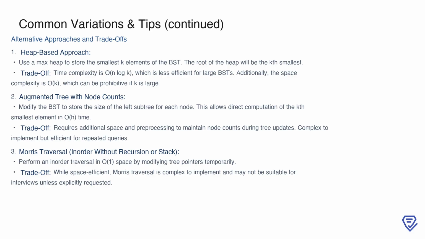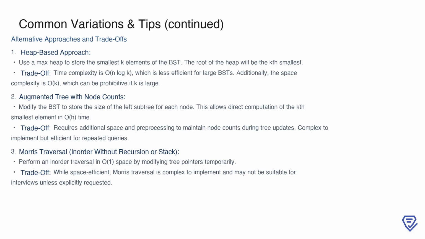Another option is to augment the BST by storing the size of the left subtree at each node. This allows you to compute the kth smallest element in O(h) time, but it comes with its own trade-offs. Specifically, maintaining these node counts during tree updates requires extra space and preprocessing, and the implementation can become quite complex. Lastly, there's the Morris traversal, which performs an inorder traversal without using recursion or a stack. This method is space-efficient, requiring only O(1) additional space, but it temporarily modifies the tree's structure, making it challenging to implement. While interesting, Morris traversal is typically not the go-to method in interviews unless explicitly requested.